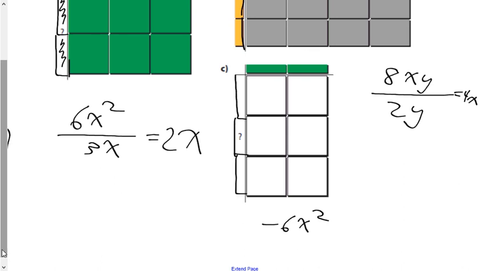Divided by the side we know, which is 2x, will equal, these have to be positive, because, or no, these have to be negative, don't they? Equals negative 3x.